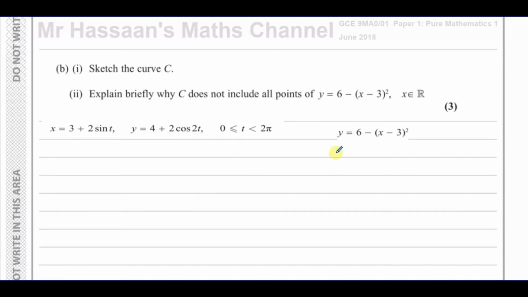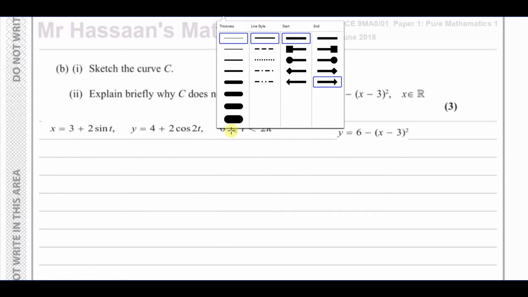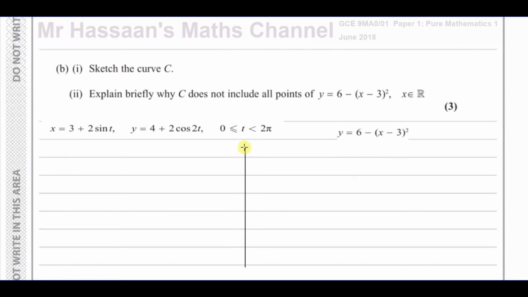Because if I was to sketch 6 minus x minus 3 all squared, and just take x as all real numbers, and not consider the limitations, because this is formed from our parametric equation. Remember, the curve C is defined by these. This is what defines the curve C, and this is just the Cartesian form of it. So if there are any restrictions on this, those restrictions will be applied to this also.